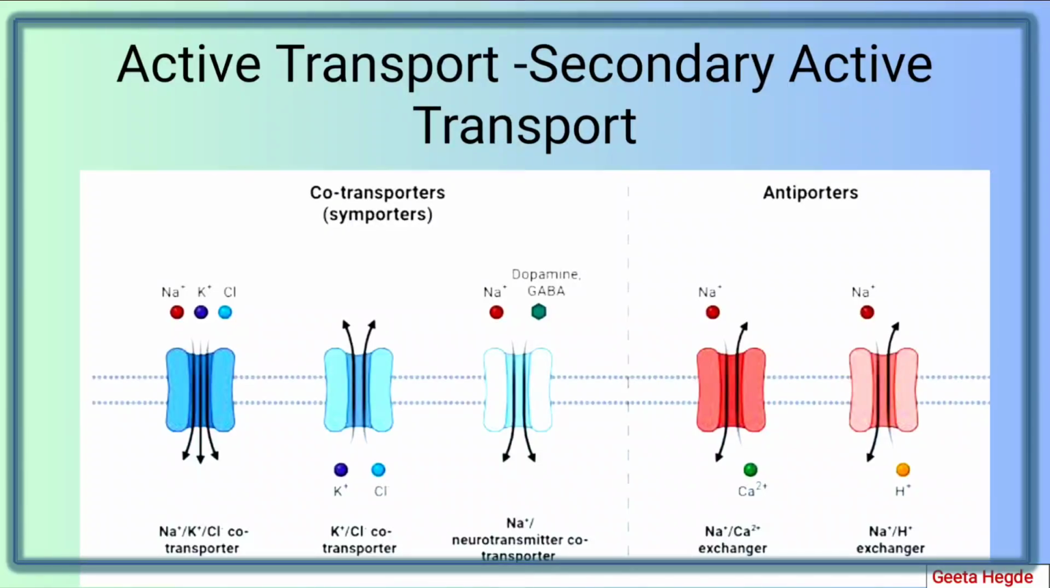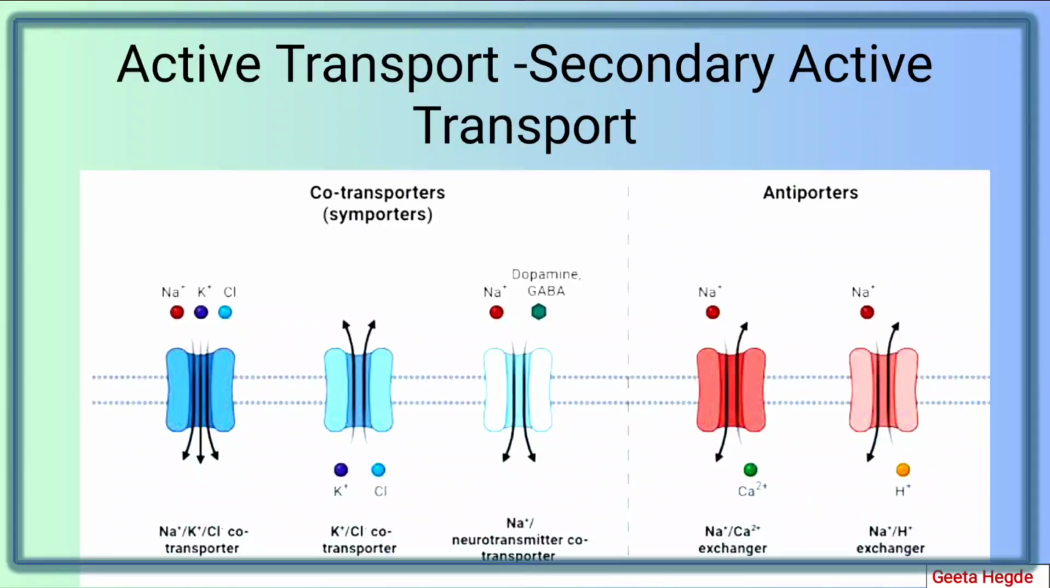So what is a symporter? As we can see in the first diagram, it is the sodium potassium chloride co-transporter or symporter. In the second example, it is the potassium chloride co-transporter. So the potassium chloride co-transporter is transporting potassium and chloride ions both in the same direction. In the first, sodium, potassium and chloride, all three are transported in the same direction. In the third diagram, which is another type of symporter, sodium, GABA and dopamine, that means sodium helps in co-transportation of the neurotransmitters dopamine and GABA. So symporters transport both the ion as well as another molecule in the same direction across the membrane.